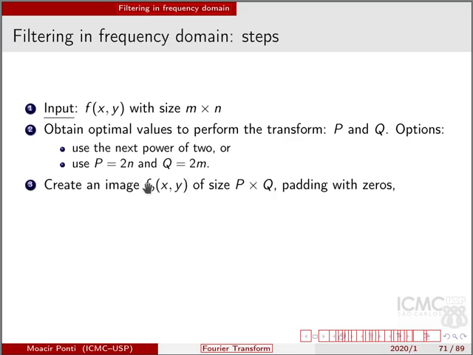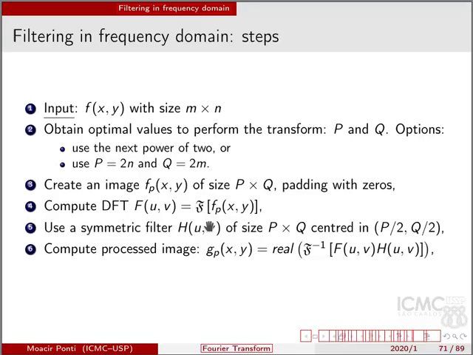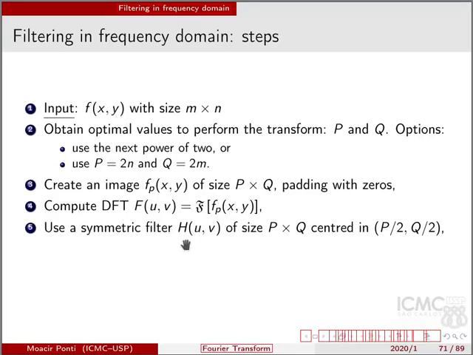Then we create an image fp, a padded version of the image of size P times Q, padding the remaining pixels with zeros. And then we compute the Fourier transform of this padded image. We also have to compute the Fourier transform of the filter h. So if the filter h is also in the space domain, we must do the same: pad the filter with zeros until it has the same size as the image, and then compute the Fourier transform.